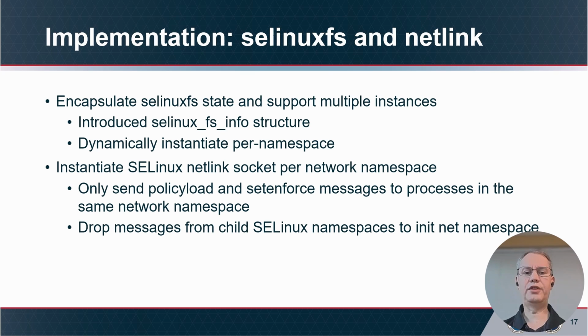The netlink implementation for SELinux was also adapted so that it would only send the policy load and set enforce messages to processes in the same network namespace, whereas previously it would have been sent always to the initial network namespace, potentially confusing the user space from a child. Support was also added so that if there's any case where one doesn't unshare the network namespace, we'll simply drop netlink notifications from child SELinux namespaces, which would otherwise have been delivered to the initial network namespace, protecting it against having its enforcing mode changed by activity in the child namespaces.